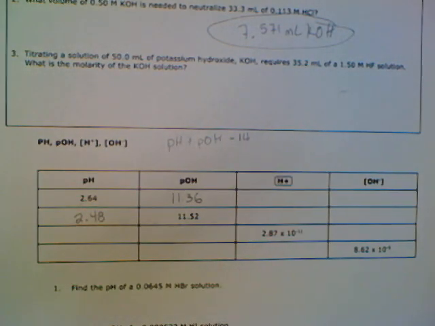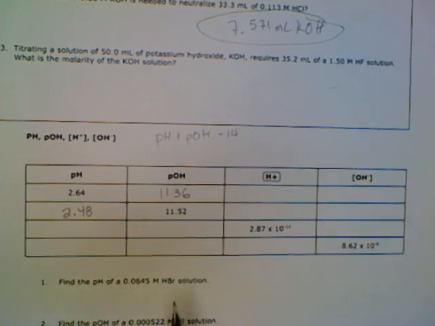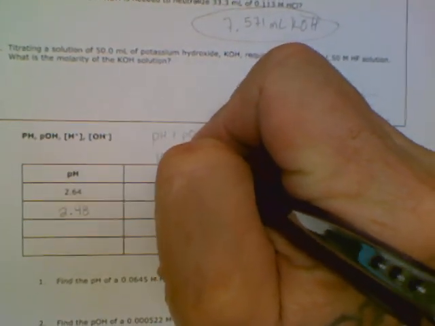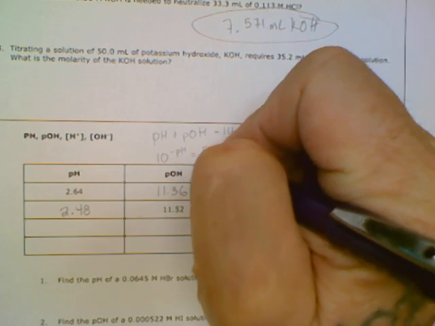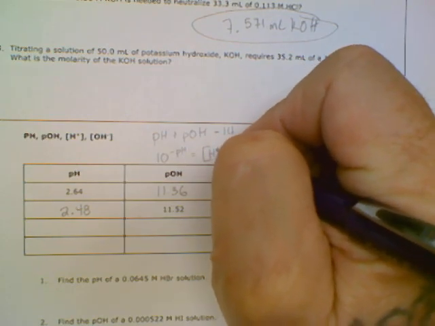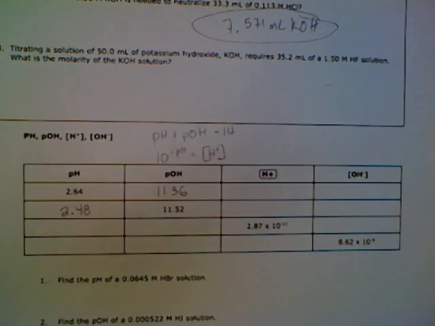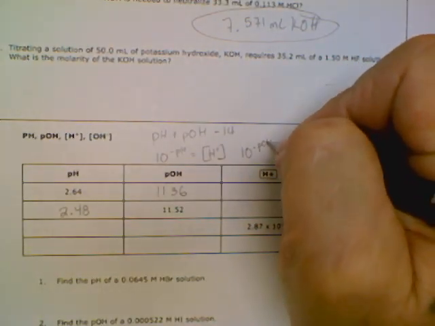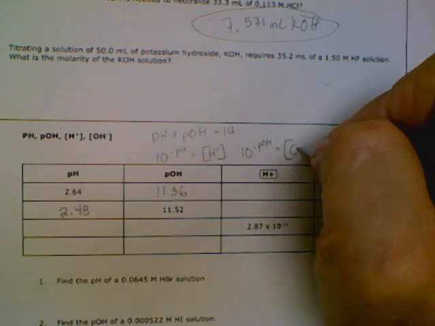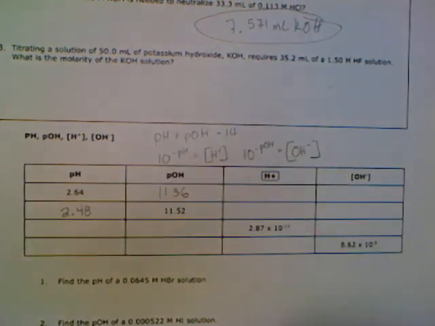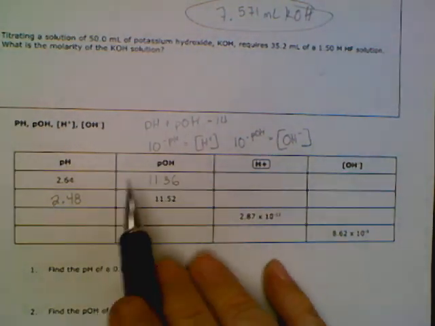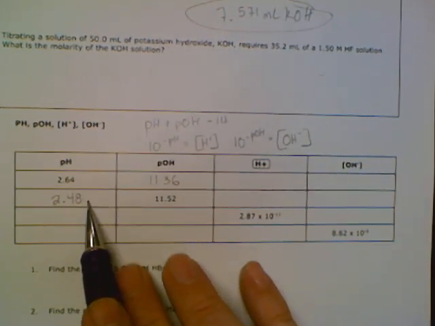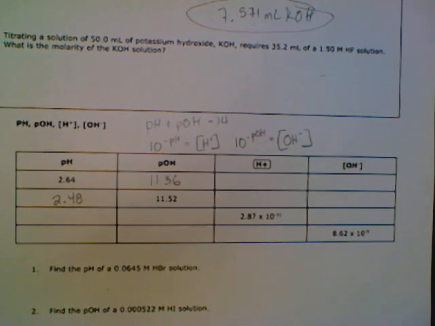Now, you'll also be given this formula, 10 to the negative pH equals the hydronium concentration molarity, and 10 to the negative pOH equals the concentration of hydroxide. So now I have my pHs. I can do 10 to that power, negative power, and fill out these things.